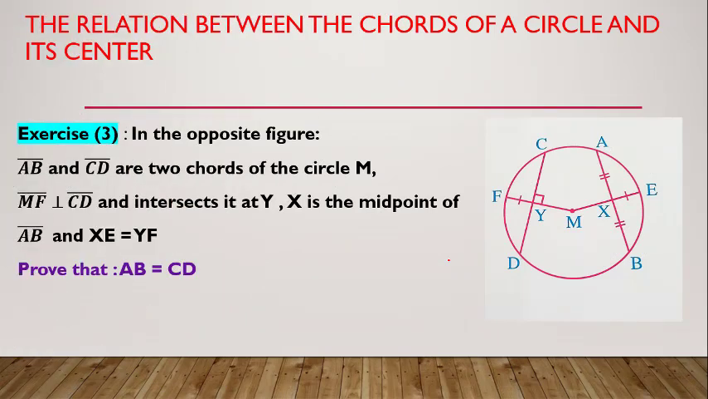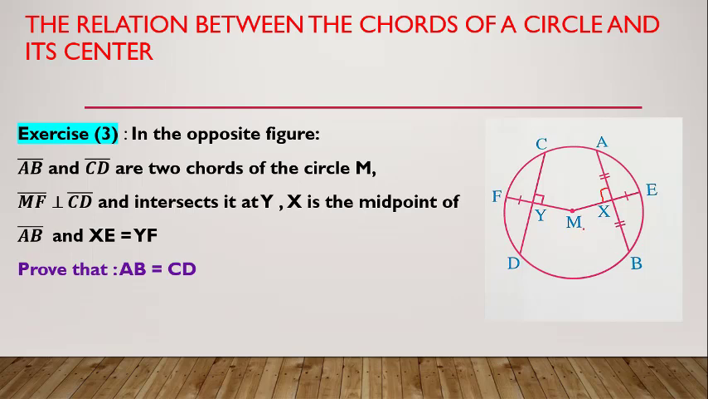Another exercise. In the opposite figure, AB and CD are two chords in the circle M. MF is perpendicular to CD, and also ME is perpendicular to AB, intersecting at Y and X. X is the midpoint of AB. Okay, since X is the midpoint of AB, this angle also is a right angle. Prove that AB equals CD. Where is AB? This is AB and this is CD.